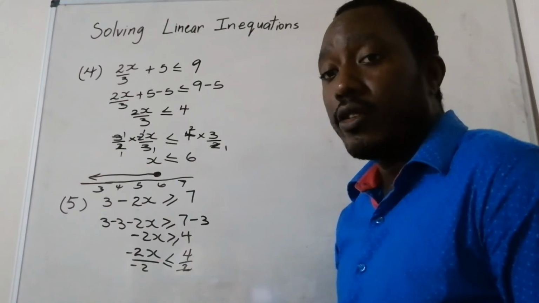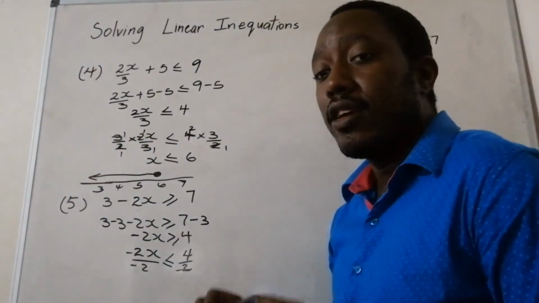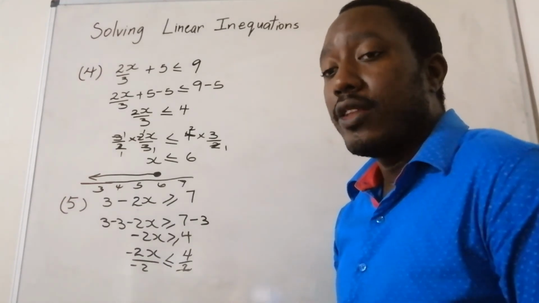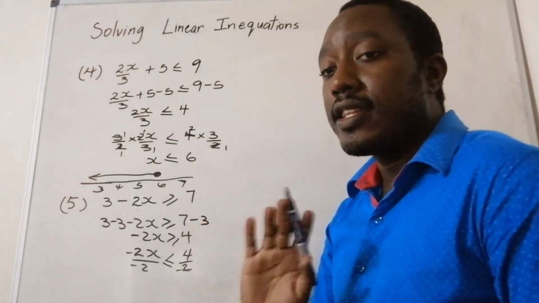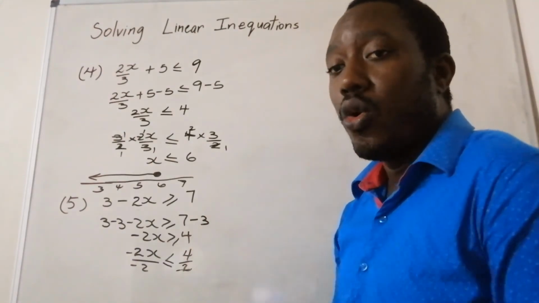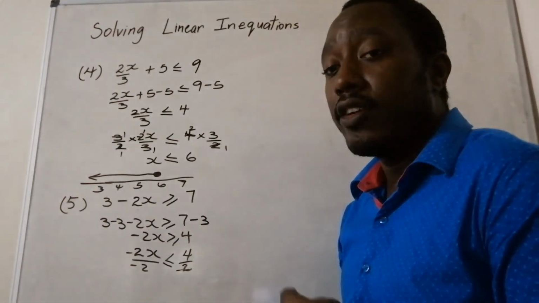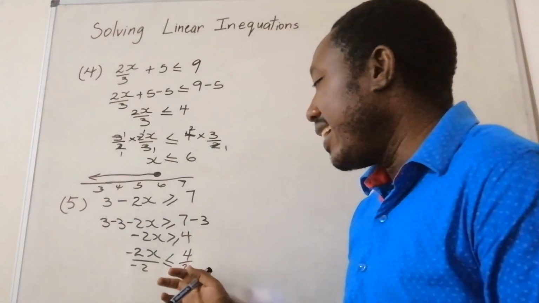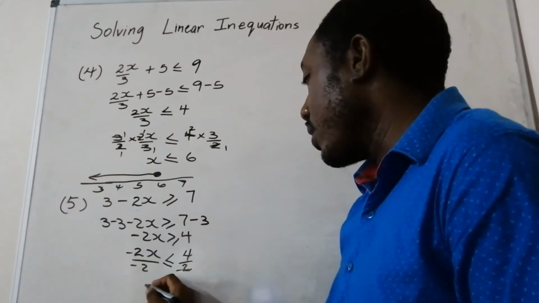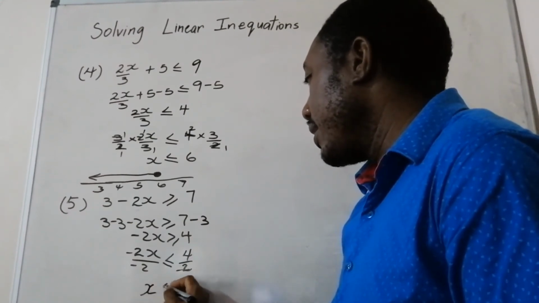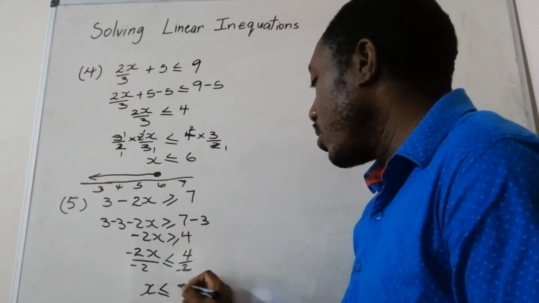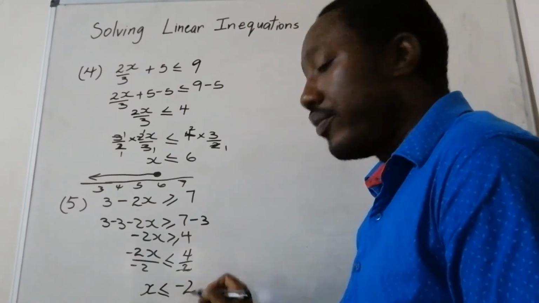So don't forget that rule. Once we're dividing or multiplying by a negative, our sign will change direction. You don't trouble the sign if you're adding or subtracting. It only happens when you're multiplying or dividing. And because we're dividing by negative 2 on both sides, the sign will change direction. So x will be less than or equal to 4 divided by negative 2, which will give us negative 2.